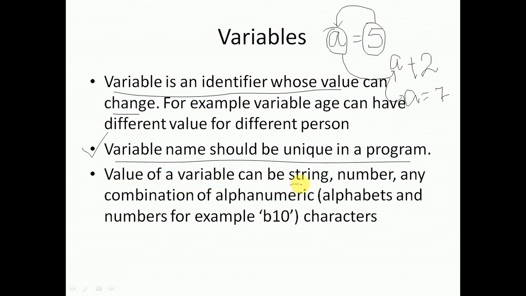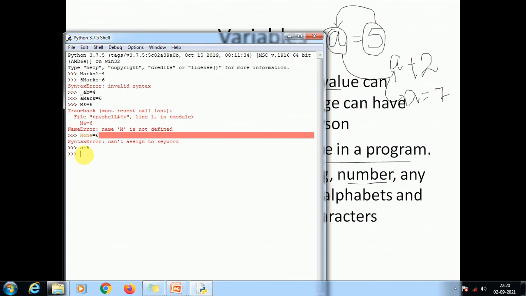The value of a variable can be a string, a number, or any combination of alphanumeric characters. For example, a is equal to 5, b is equal to 6, then c is equal to a plus b. A is assigned the value 5, B is assigned the value 6, and C is assigned the addition of A plus B. And we have to print C. Then the result comes out to be the addition of A and B, that is 5 plus 6, which is 11. So if you want to print the value of A, the result comes out to be 5.